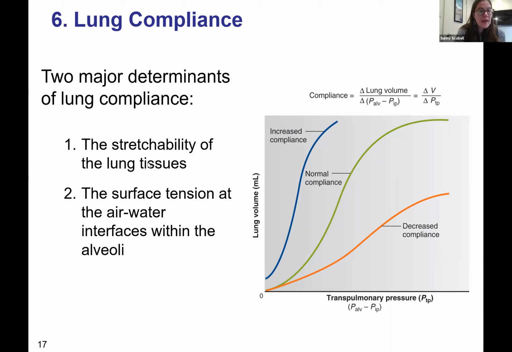Okay, we talked about the stretchability of the lung tissues, but the surface tension at the air-water interfaces within the alveoli also determine lung compliance. So not a big deal for adults or children that have lots of surfactant, but this is a huge deal for preemies that don't have enough surfactant. And we have a synthetic surfactant nowadays that gets injected into the lungs of babies who are preemies who might be having trouble breathing, and greatly reduces surface tension. So lung compliance goes up and they usually don't have many problems.